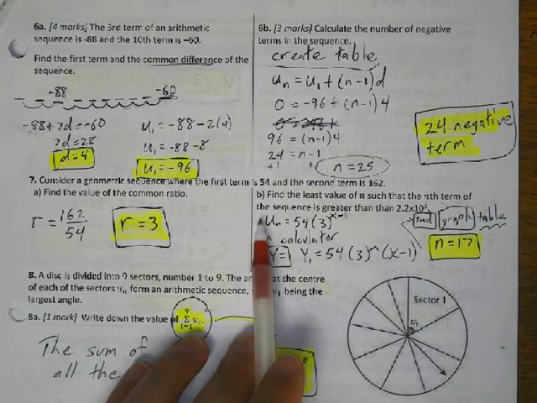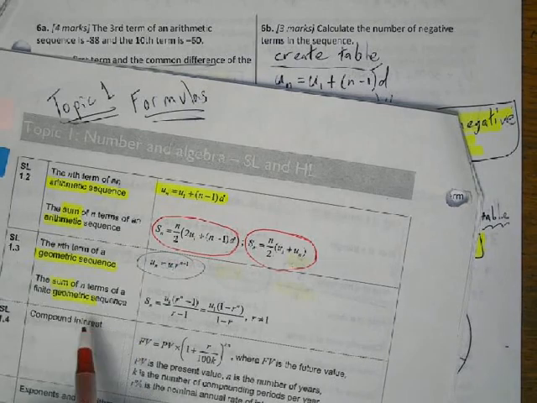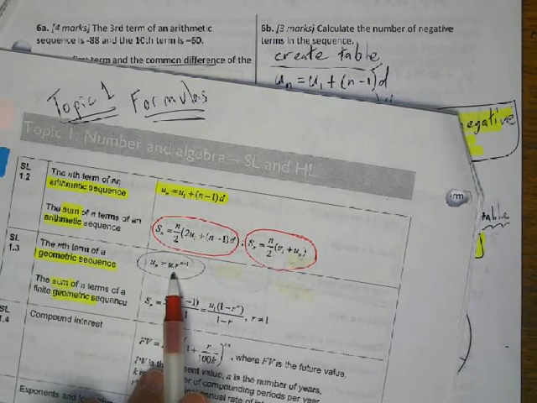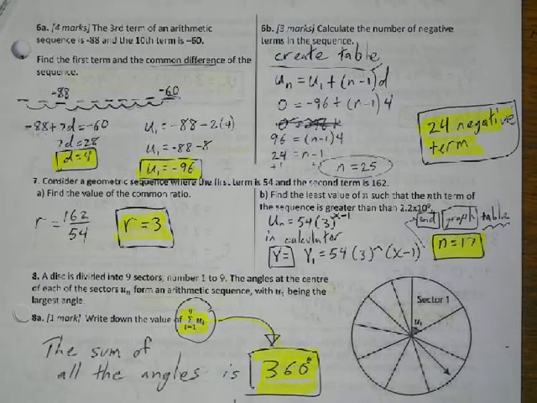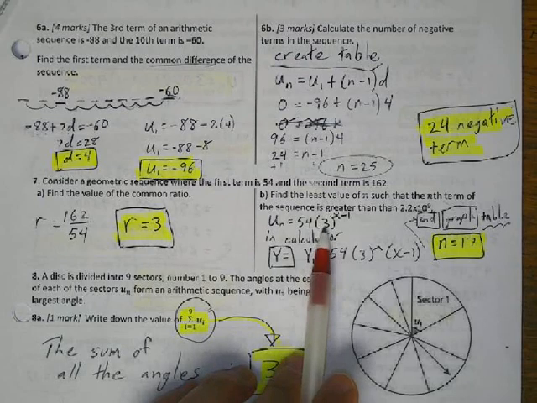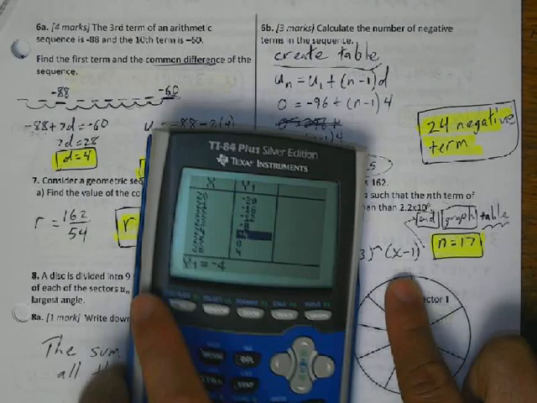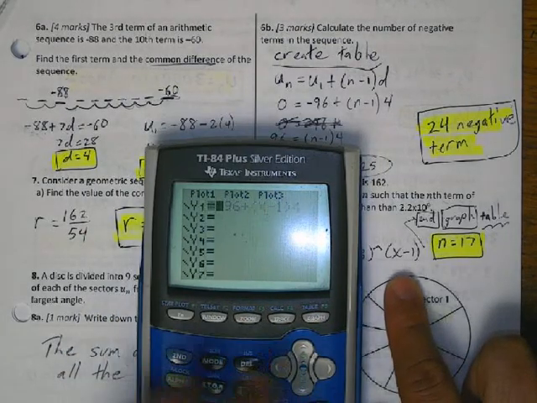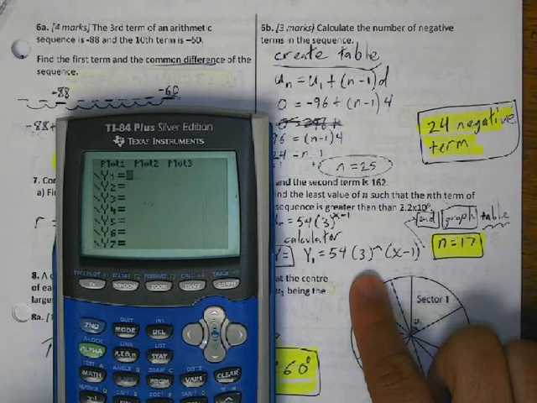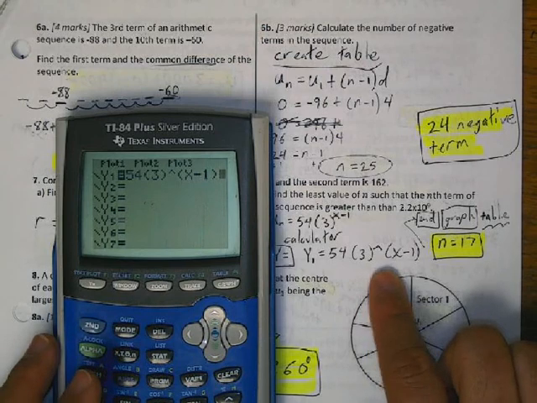Okay, so here's my formula for finding a term in the sequence. Okay, my first term is 54. We know r is 3, and here's the formula. So if I'm going to put this into my calculator, clear, 54 times 3 to the power, parentheses, x minus 1, close parentheses, second graph.